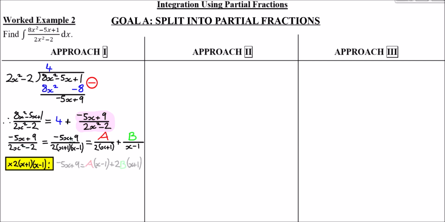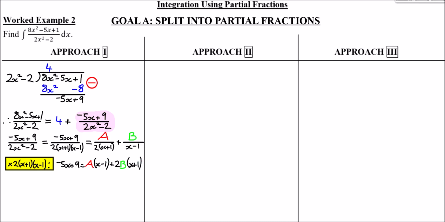We'd get minus 5x plus 9 on the left equals a brackets x minus 1 on the right, because 2 brackets x plus 1 cancels here and here. On this side, though, we're going to get 2 lots of x plus 1 multiplied by b, because only the x minus 1 part will cancel, so we're still going to be multiplying b by the 2 and the x plus 1. Now we just need to think about what values of x to input to work out a and b.